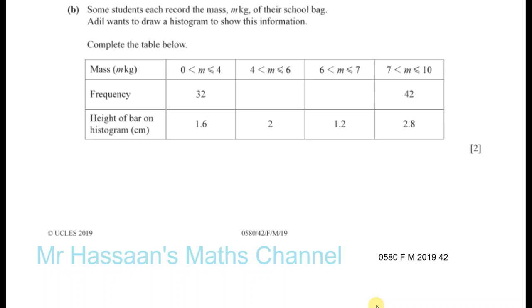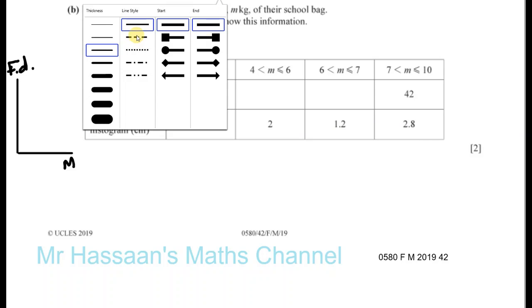Okay, not the frequency, sorry. The height of the bar represents not the frequency, but what's called the frequency density. The frequency density is what's on the vertical axis of a histogram. So when you have a histogram, the vertical axis is not the frequency, it's the frequency density. And here the mass of the bags will be on the x-axis. So the height of the bar is not representing the frequency, rather it's representing what's called the frequency density.